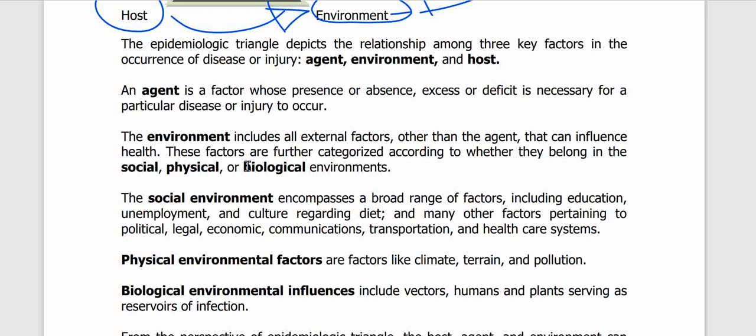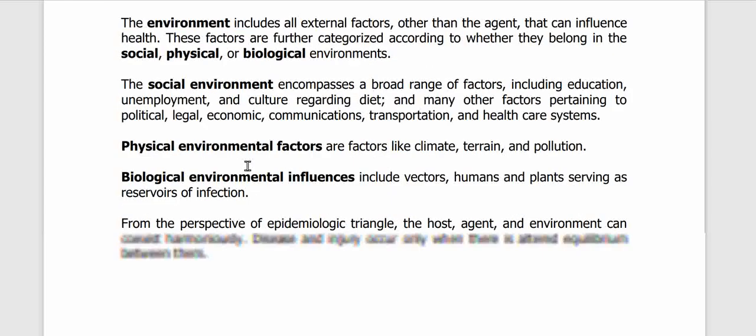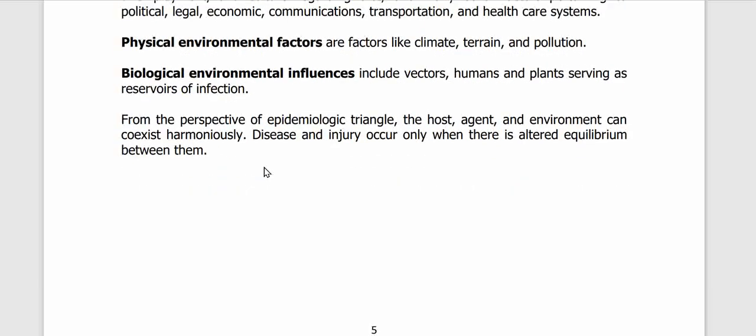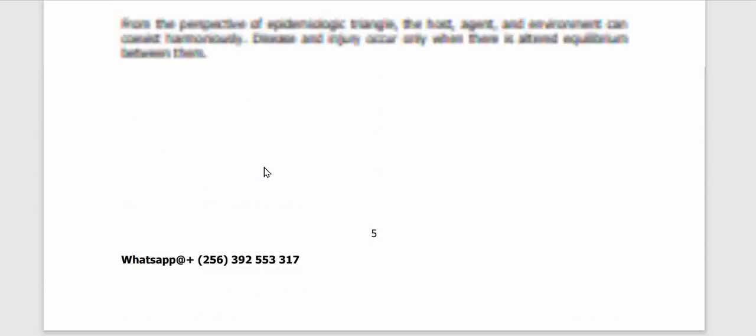Then the physical environmental factors could be the climate, detergents and pollutions. All these can contribute to the occurrence of a disease. And then biological environmental influences include vectors, humans and plants serving as reservoirs of infections. And I have said that the environment would need to be there for a disease to occur.